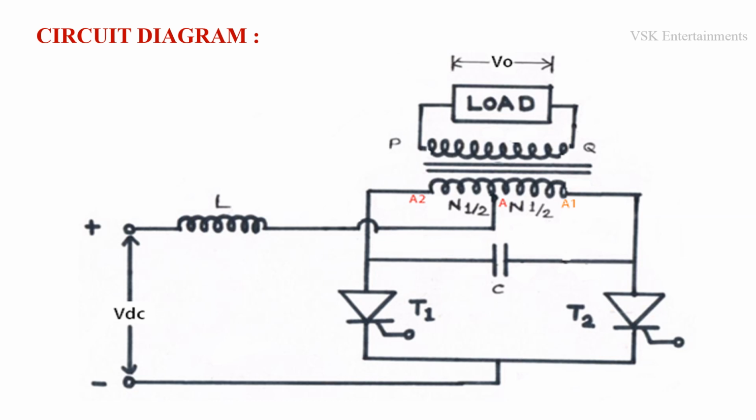This is the circuit diagram of the parallel inverter, which has two thyristors T1, T2, commutating elements inductor and capacitor, and a transformer and load. This entire circuit is supplied by the constant DC voltage source VDC. Here the primary winding of the transformer is divided into two equal parts. This one is the first part, which has n number of turns. Similarly, this is the second part, which also has n number of turns.